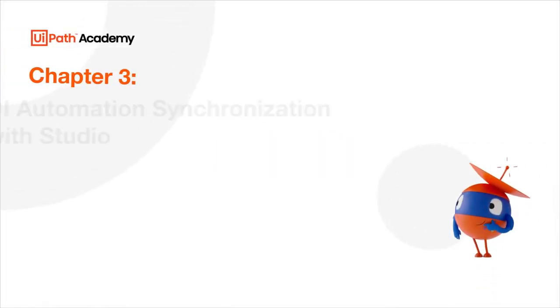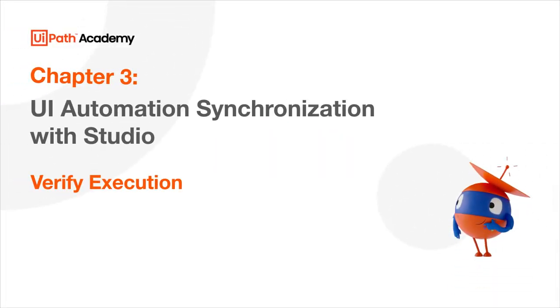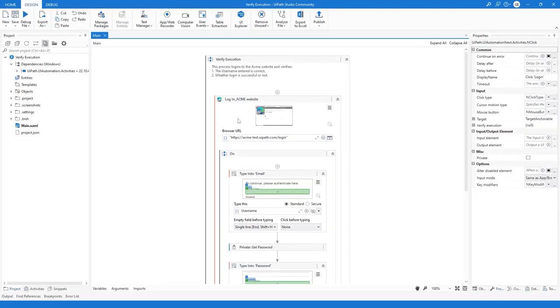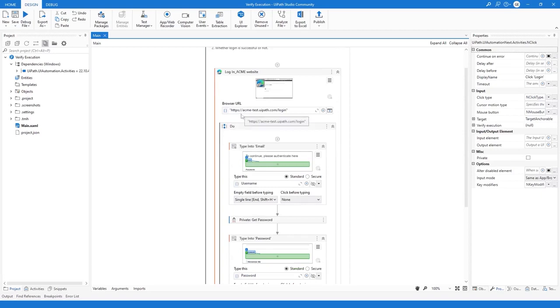Hello and welcome to this demo on the Verify Execution feature. In this demo, we'll learn about the benefits of the Verify Execution feature and how to use it to validate if UI interactions are executed with the expected outcome. Let's get started. For this demonstration, we'll be using an existing process that logs into the Acme website.